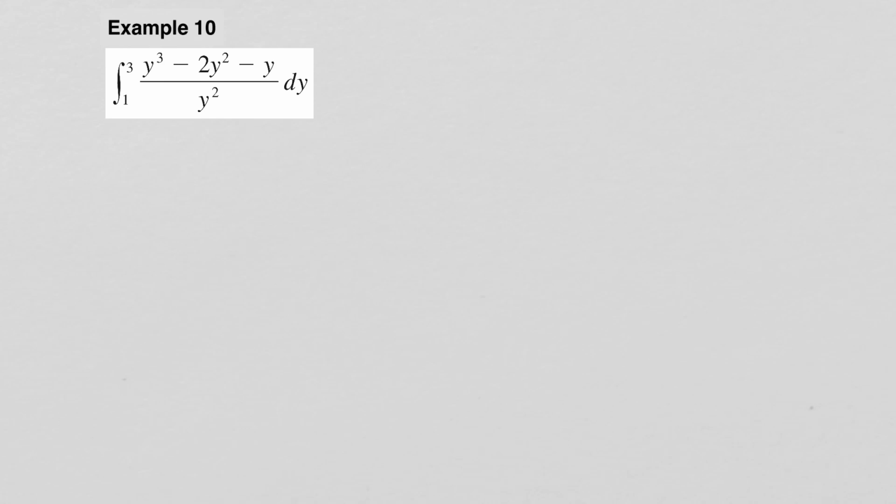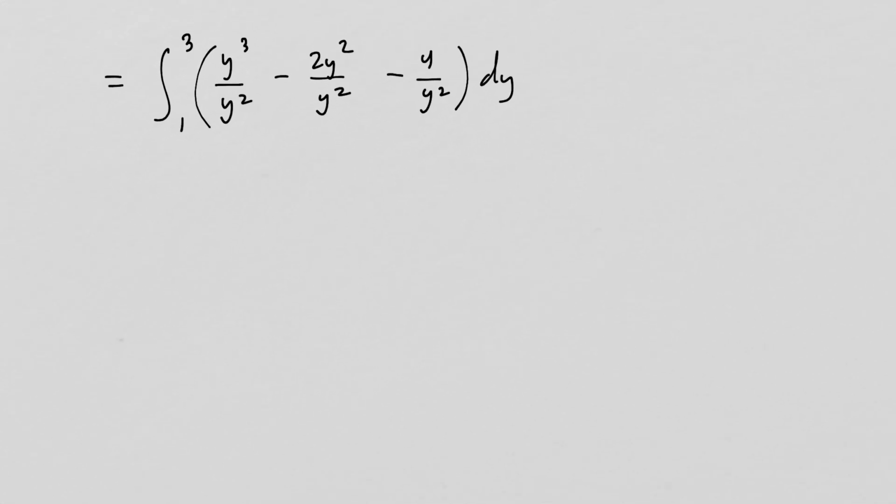Next, we have the integral from 1 to 3 of the function y cubed minus 2y squared minus y, all over y squared. And again, this is a very similar problem. The first thing you need to do here is simplify this. You cannot use the power rule, even though you see a bunch of powers. First thing you need to do here is write each of these things in the numerator over y squared, like so. This is algebraically true. And then we can simplify.